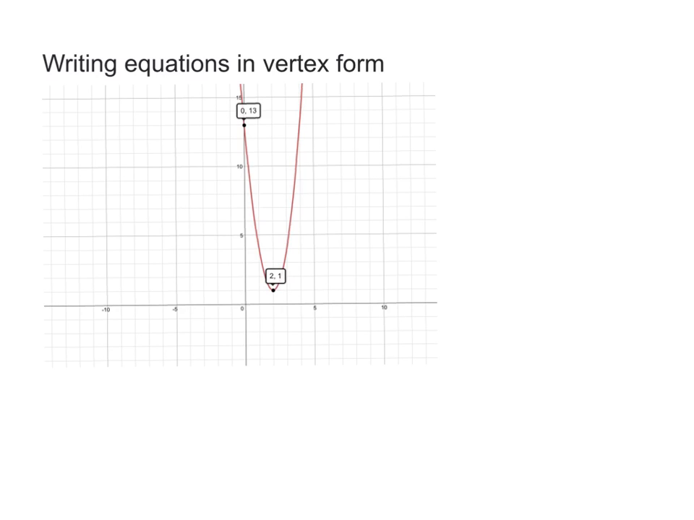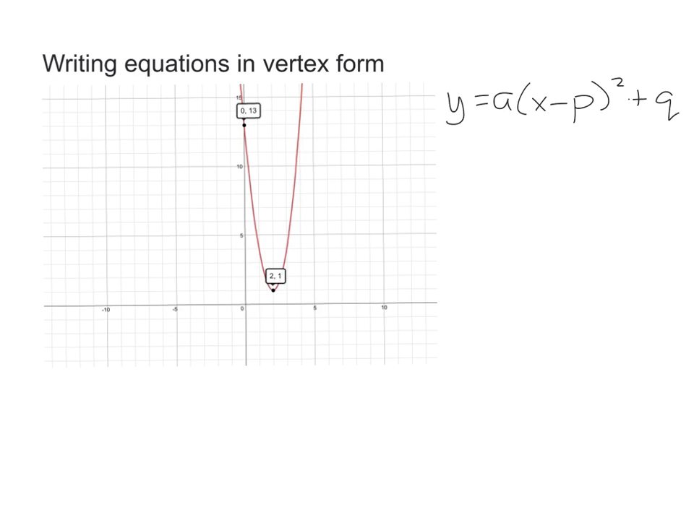This is a continuation of looking at vertex form. The title is writing equations in vertex form. So that's what we have to do, write the equation for this parabola. And what you should already know is that it's going to take the form y equals a(x minus p) squared plus q. And you should know what that a, p, and q are all about, or at least something about them.